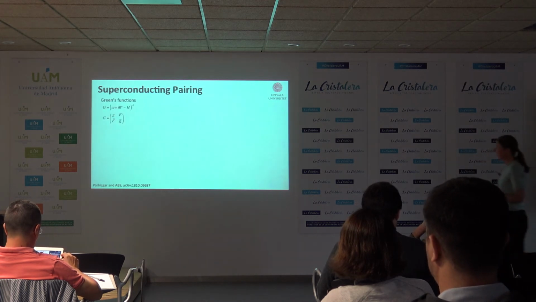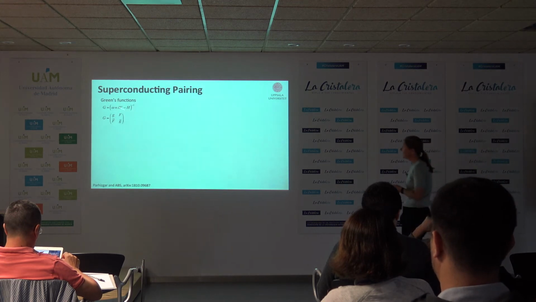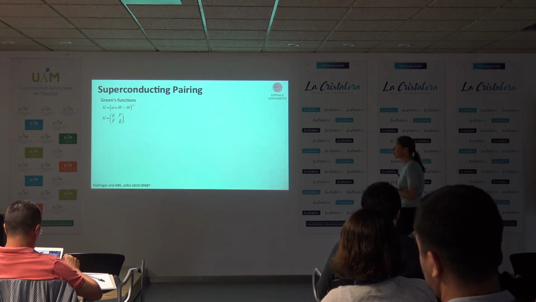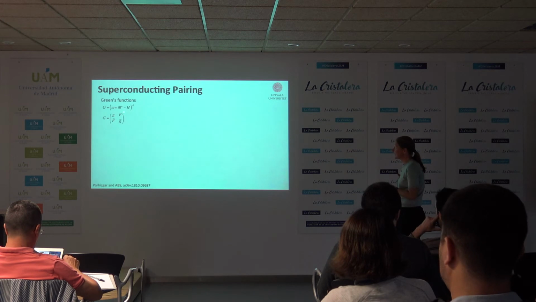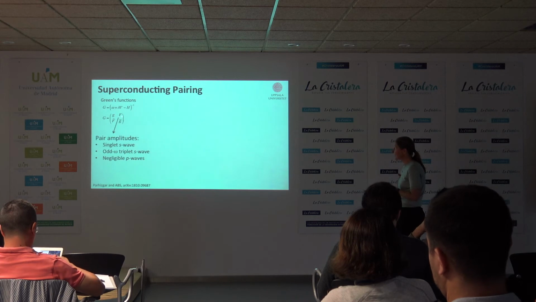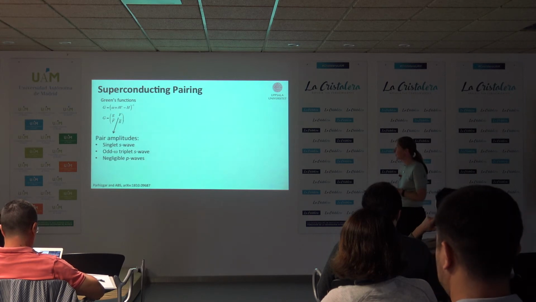So what do we do in practice? Well, we have the Hamiltonian. So we form the Green's function, and the Green's function has the normal state on the diagonal, and the anomalous state, that is the pair correlators, on the off diagonal. So we take these and we just look at these. These will be our pair amplitudes.